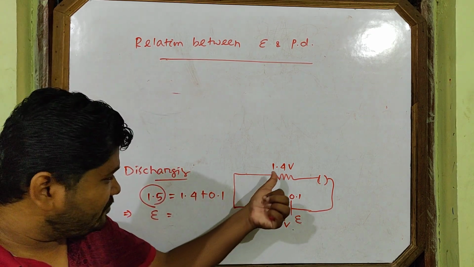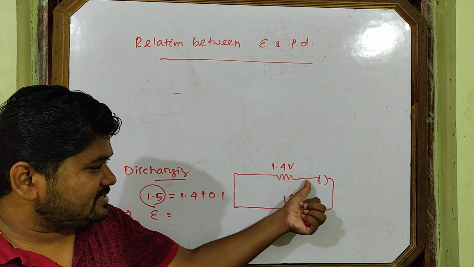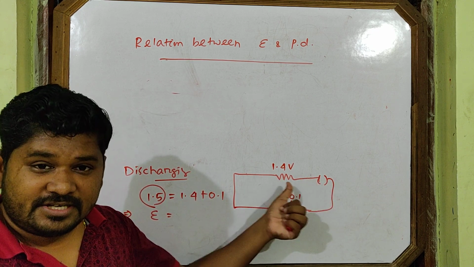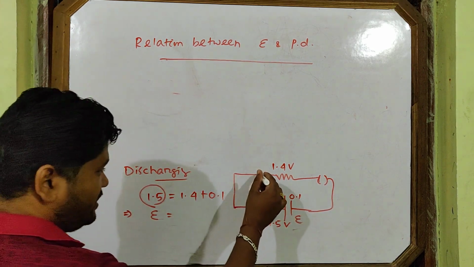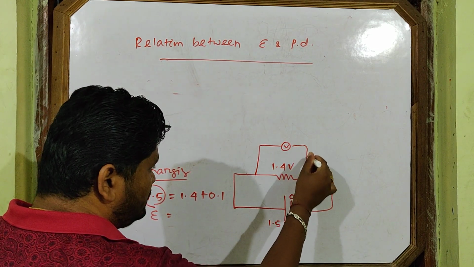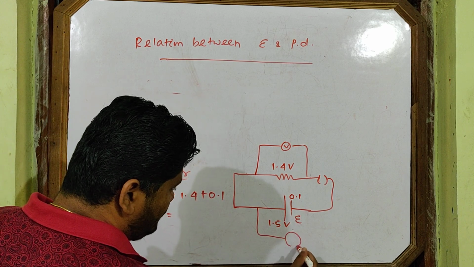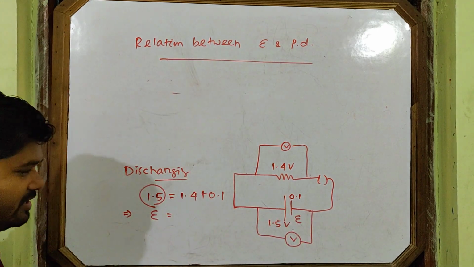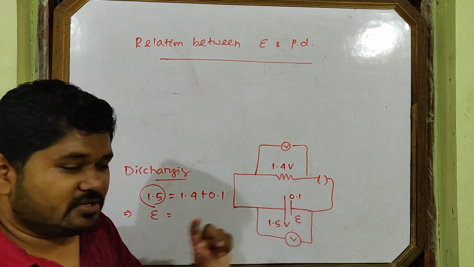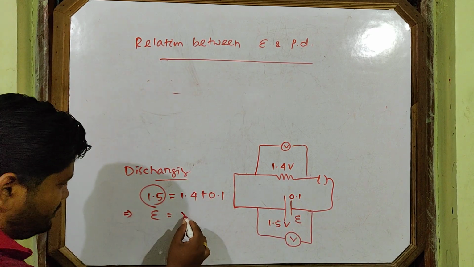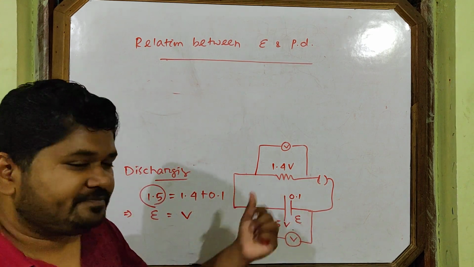What is this 1.4? This is the potential difference across the resistor, or between the two terminals of the cell. Same thing. You can connect the voltmeter here, or you can also connect the voltmeter here. No problem. Same thing. Only the conductor is in between. This one and this one are both the same. This one and this one are also the same. So this is the potential difference across the resistor.